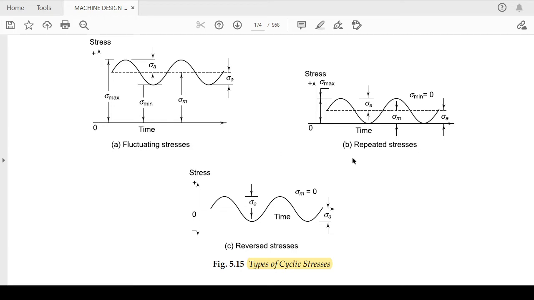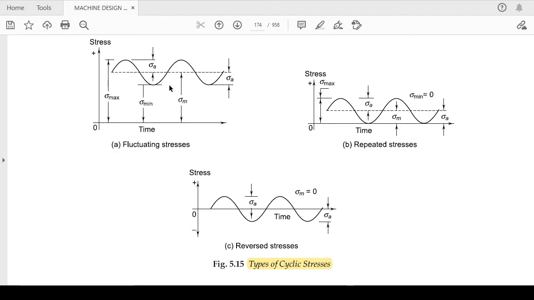So in the repeated stresses, it will start from this point, at sigma m, and again it will come to zero, and again it will go to the peak and come to the bottom. Means the maximum stress will be sigma a, while the minimum will be 0. Sigma max will be sigma a and sigma min will be 0. While in the fluctuating stresses you will also find sigma a, which will be equal to sigma min plus sigma a, and the minimum stress will be equal to sigma m.